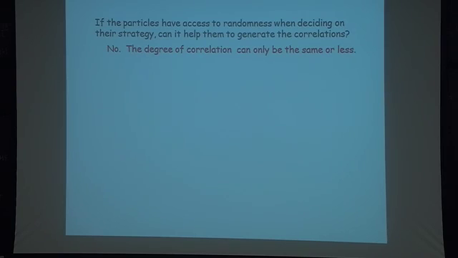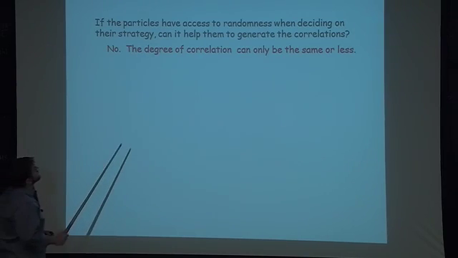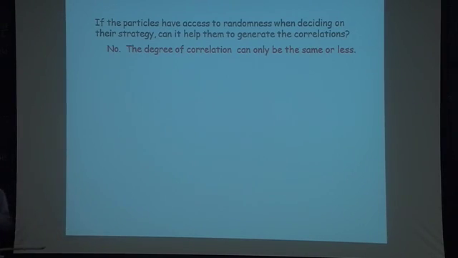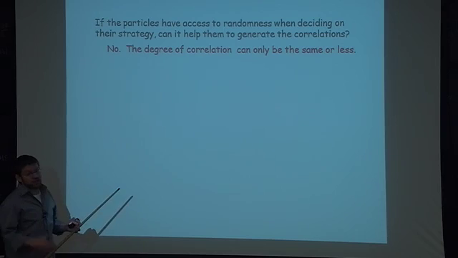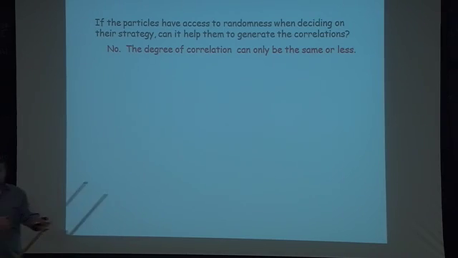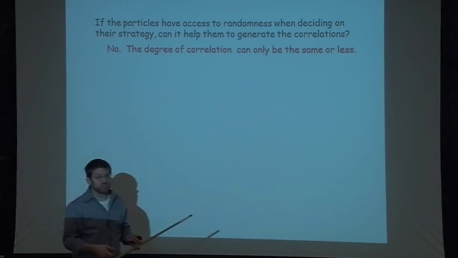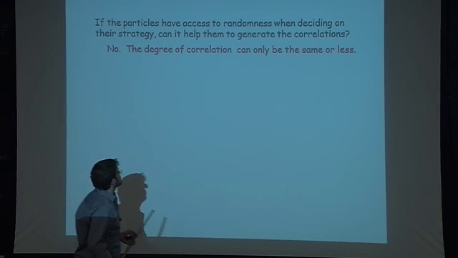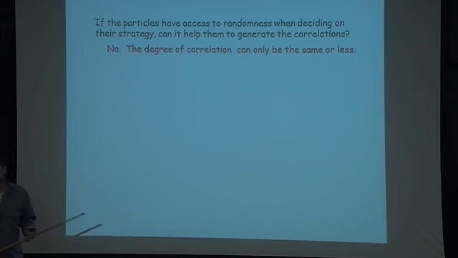Good. So the first thing you might wonder, so I'm sort of going to go through just thinking about various ways in which you might be able to get around this result. What if the particles have access to randomness when they're deciding on their strategy? Okay, so you guys could have flipped some coins to decide what you were going to do. And the question is, would that help generate the right correlations? The answer is no, but why?